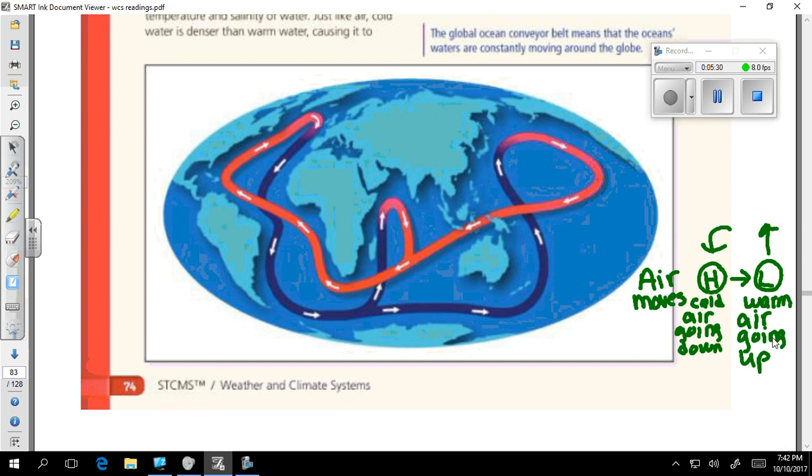And so that cold air is causing a lot of pressure and it always moves to a low pressure place. It gets warmer and it rises. And you have that circle again.